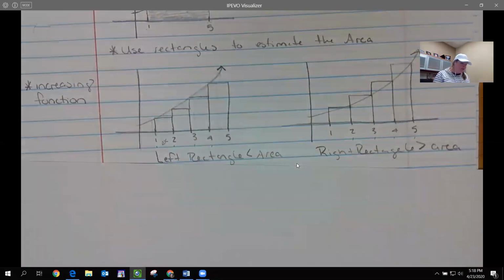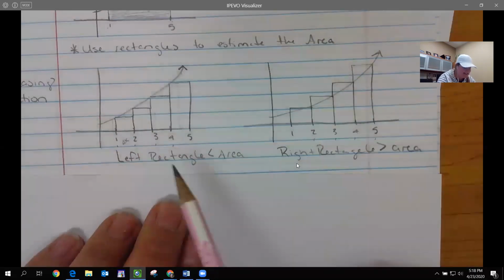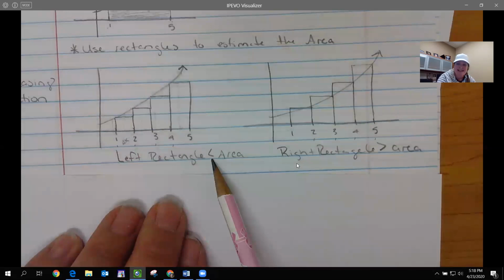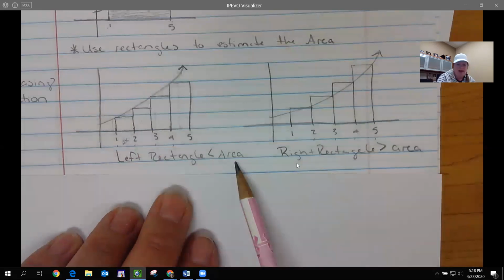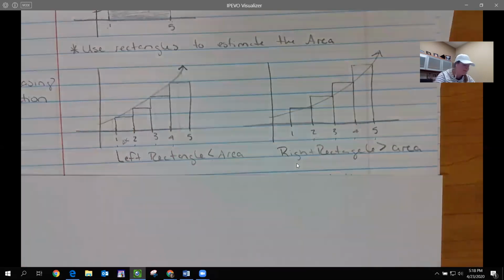So these are our left rectangles, and they are giving us an underestimate. Left rectangles are less than the actual area, because we have these gaps here. So it's a little bit smaller.